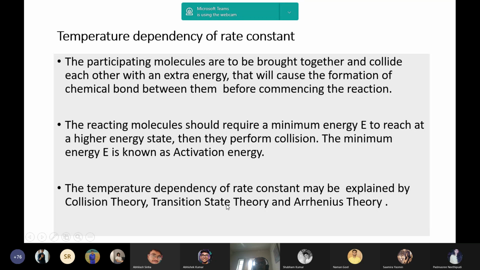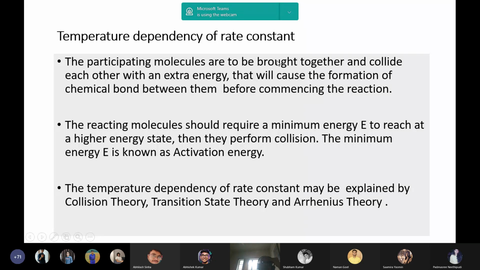Now we know what is rate constant. Whether it is elementary or non-elementary, there will be some constant, that is rate constant. But in case of elementary reaction, we can observe the temperature dependency. And assuming non-elementary reaction, theory is not applicable directly. So if we assume the reaction is elementary type, we can observe the temperature dependency of rate constant.